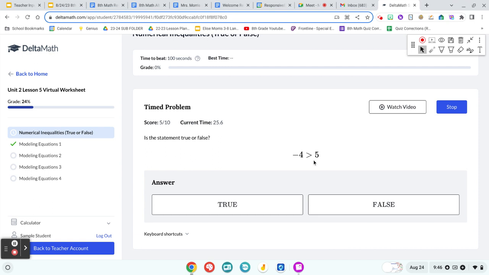Is -4 greater? Is this negative number bigger than a positive? No. Is 8 greater than a negative number? Yes. Is 0 greater than 1? No thanks. Is -6 greater than a -8?